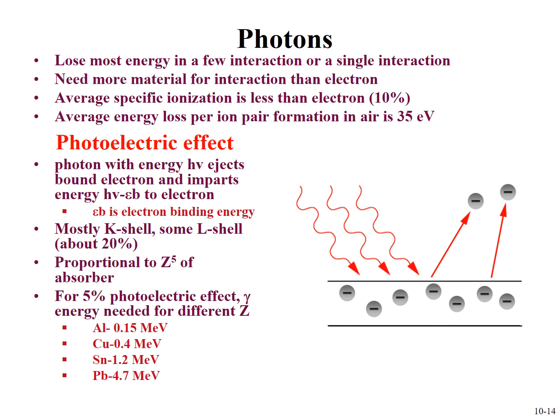There's obviously proportionality between electrons and the absorber. The proportionality is actually Z to the fifth for this absorber. And for 5% photoelectric effect, the gamma energy needed for different materials varies. As we see, for aluminum it's a relatively low amount, and for lead it's a higher amount. So this photoelectric effect is competing with other effects for the interaction of the photons with the matter. But we certainly see that from this effect, the gamma energy needed for different Z's shows a relationship and a difference between the materials and the behavior. So aluminum, you don't need much photon energy. Lead, you need a lot. This is also one of the reasons, or an observation, that thicker, denser material is better shielding for photons.